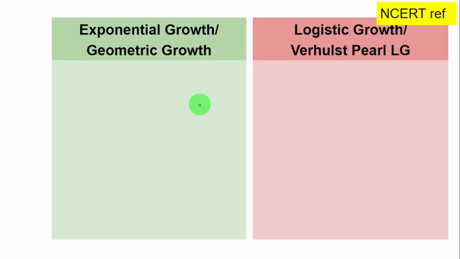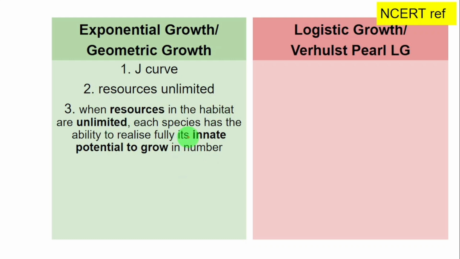So in this table, I have pulled out all the important points regarding these two growths from the NCERT reference book. So point number 1 is exponential growth shows J curve. The resources are unlimited. And when resources in the habitat are unlimited, each species has the ability to realize fully its innate potential to grow. So none of the parameters, neither abiotic nor biotic factors are limiting the growth, and therefore there is unlimited proliferation.